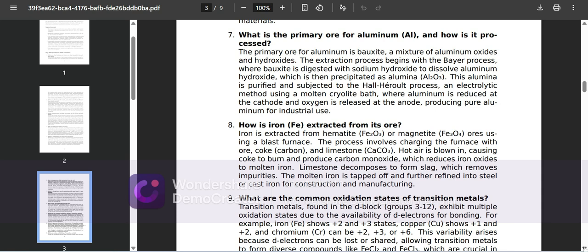How is iron extracted from its ore? Iron is extracted from hematite Fe2O3 or magnetite Fe3O4 ore using a blast furnace.